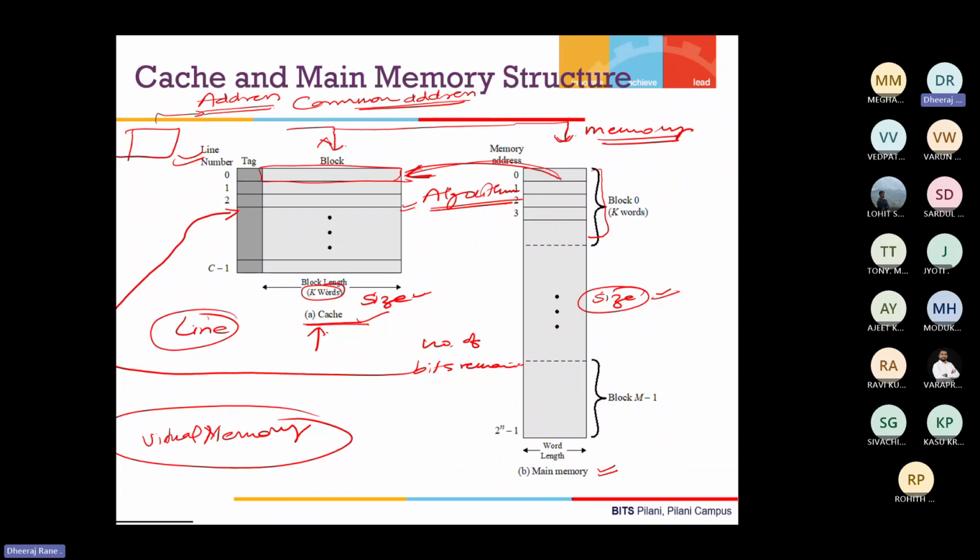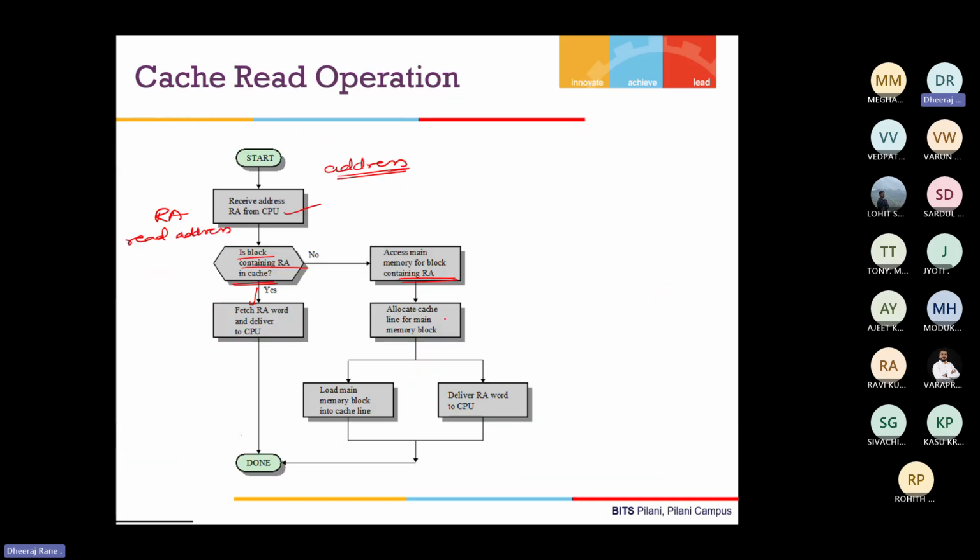For this again an algorithm will be used. Once the transfer is made, once the cache block, or specifically the cache line, is allocated, two parallel activities will happen. One is loading the main memory block into the cache line. At the same time, because it has already been read, it will deliver the word to the CPU, and this way the process will complete, right?